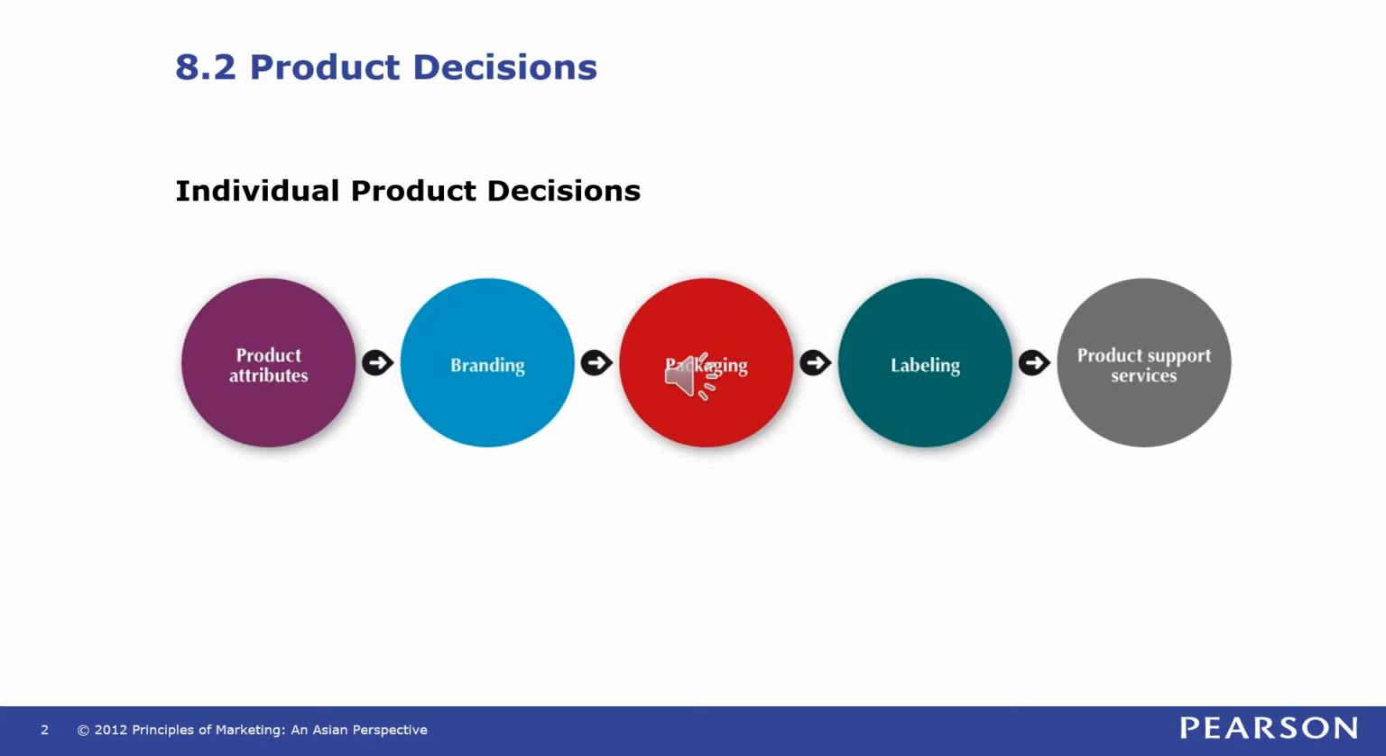Okay, so for individual product decision, the diagram that you can see here shows a series of important decisions in the development and marketing of an individual product, which starts with identifying the product attributes. What will be the brand, packaging, what will be the labeling design, as well as the product support services.